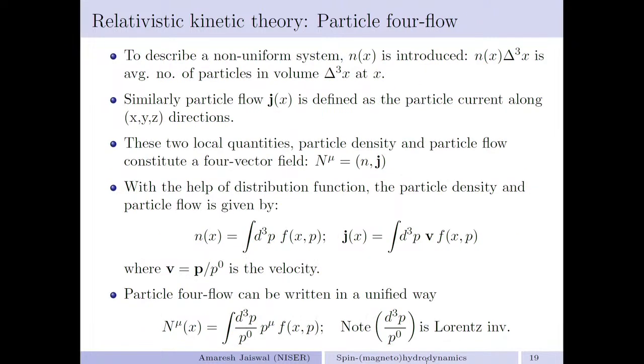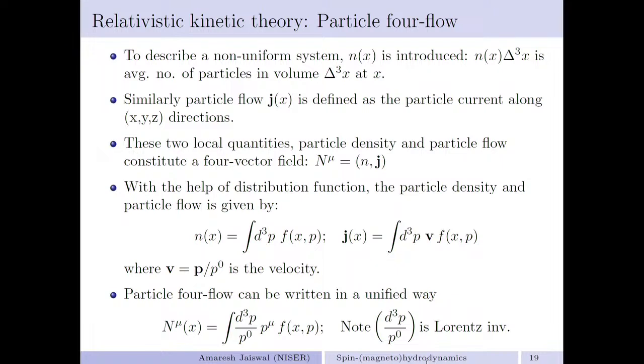Right. So using this distribution function, one can define the particle current. The particle number is simply obtained by integrating over the momentum. This is the number density, because if we integrate over the momentum and d3x, that should give the total number. This is the current density, the particle current density, and these two can be combined in a unified way, where d3p by p0 is Lorentz invariant, and we have this particle four-current.